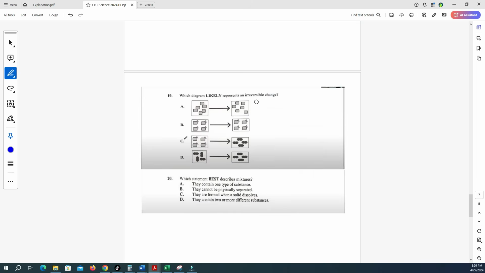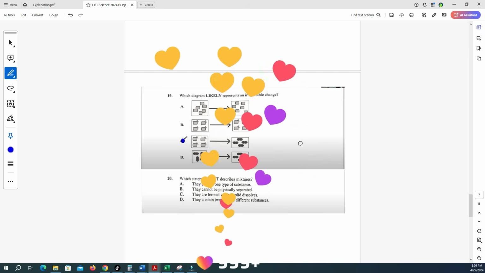Alright, which diagram likely represents an irreversible change? So square or rectangle to rectangle, this can change back. This is from a square to a circle, so I definitely think this is it.